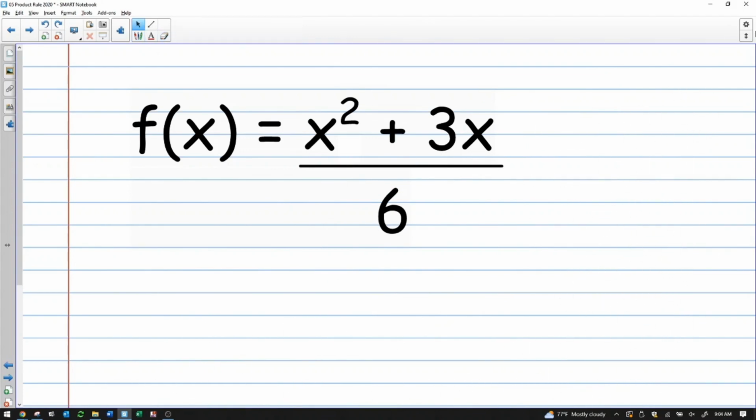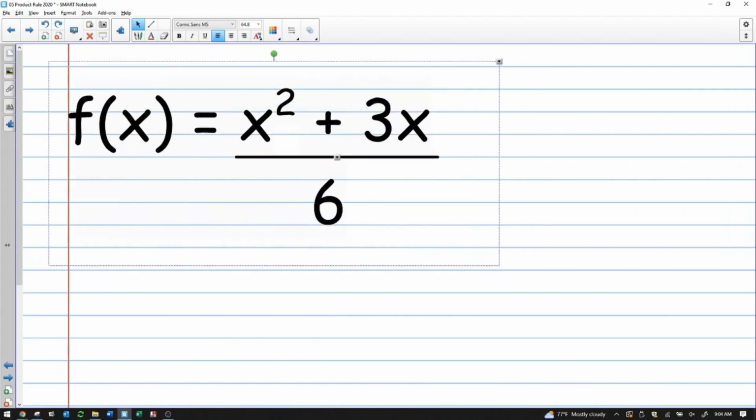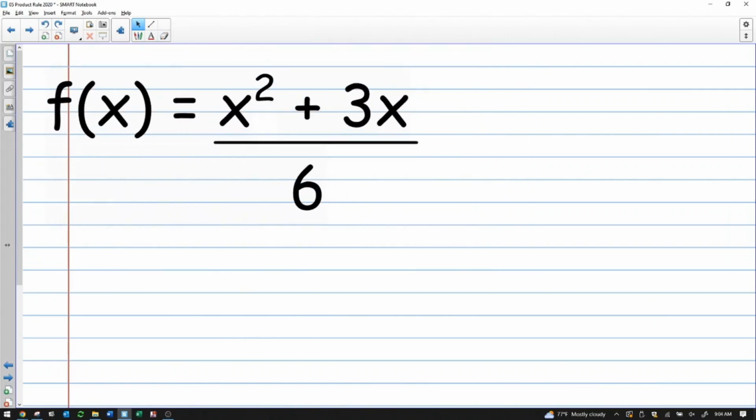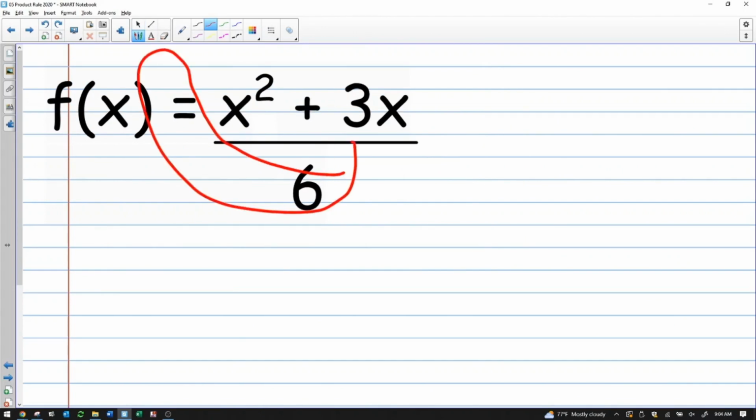I think the most common way that students would approach it is the quotient rule. You don't have to use a quotient rule, though. You may or may not see this, but 1/6 is actually a coefficient. I don't expect you to see it, but if you do see that this is exactly the same as this.